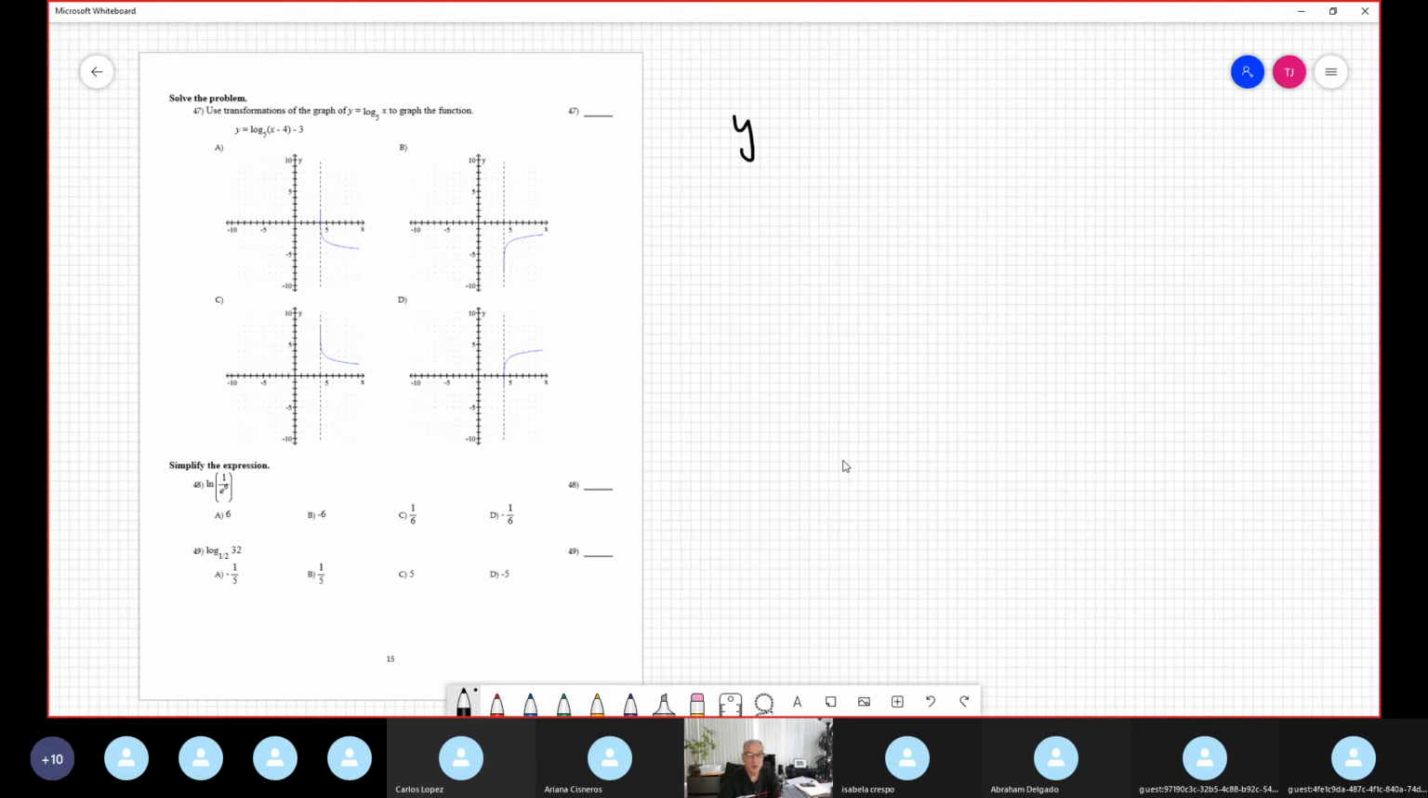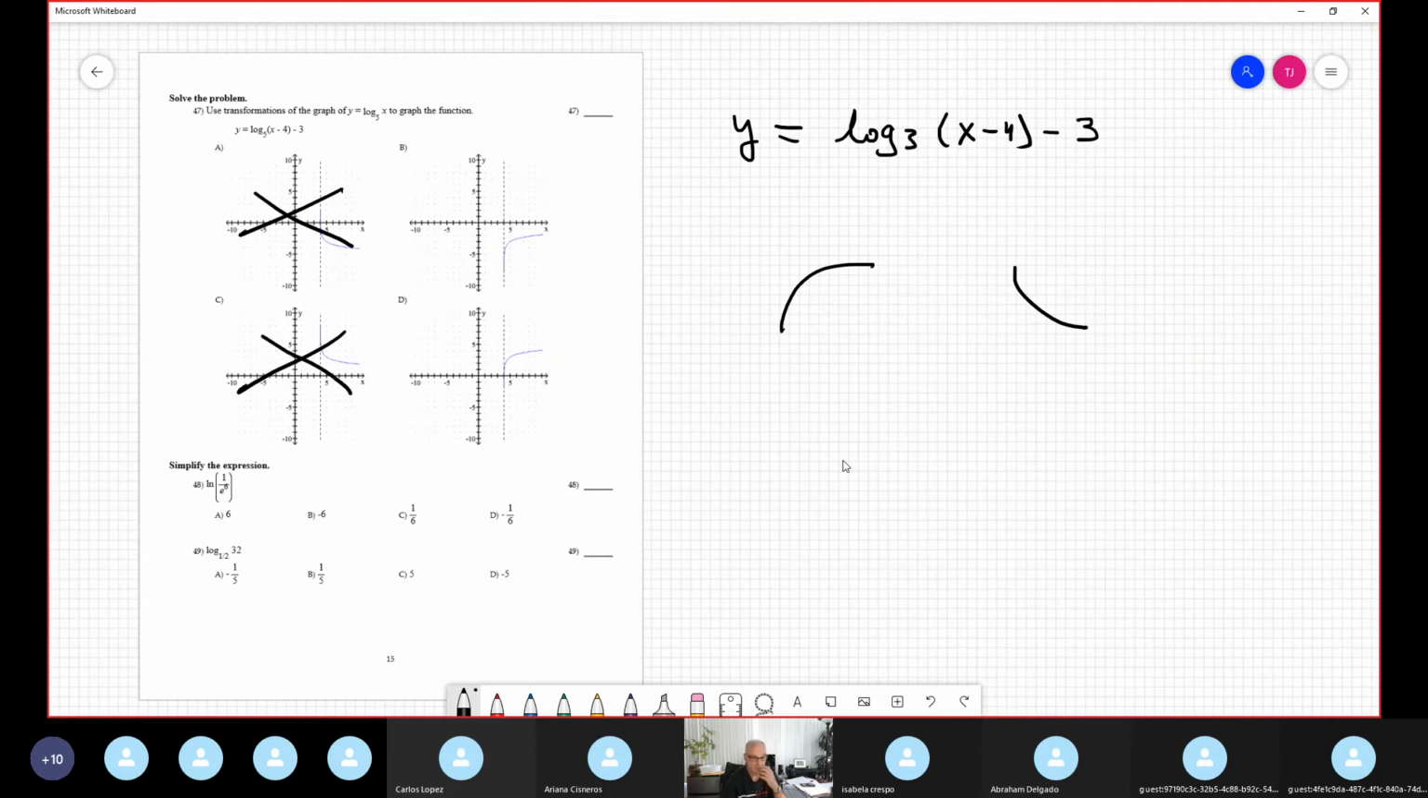47. Y equal logarithm base 3 of x minus 4 minus 3. So we have here, you know that the base is greater than 1. It's obvious that our function is going in this direction, right? No, in this direction. You discard this solution and this solution. No, it's increasing.